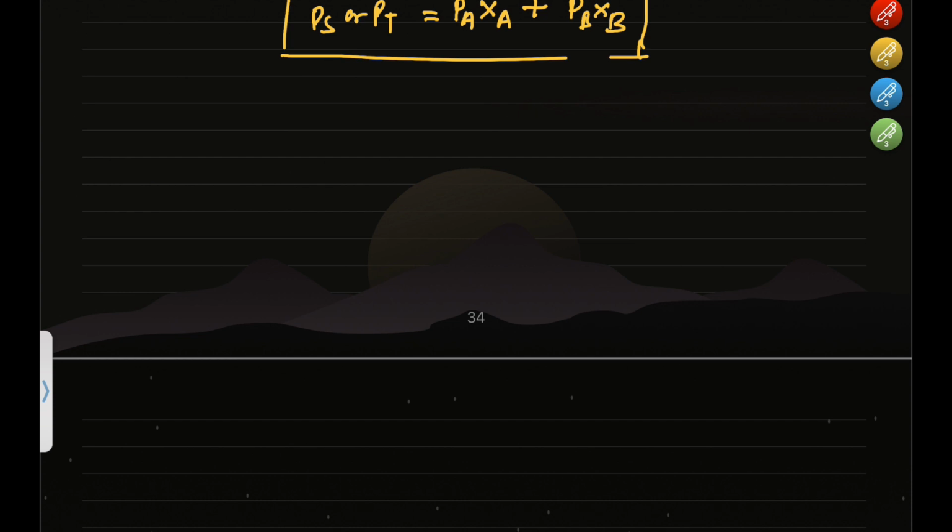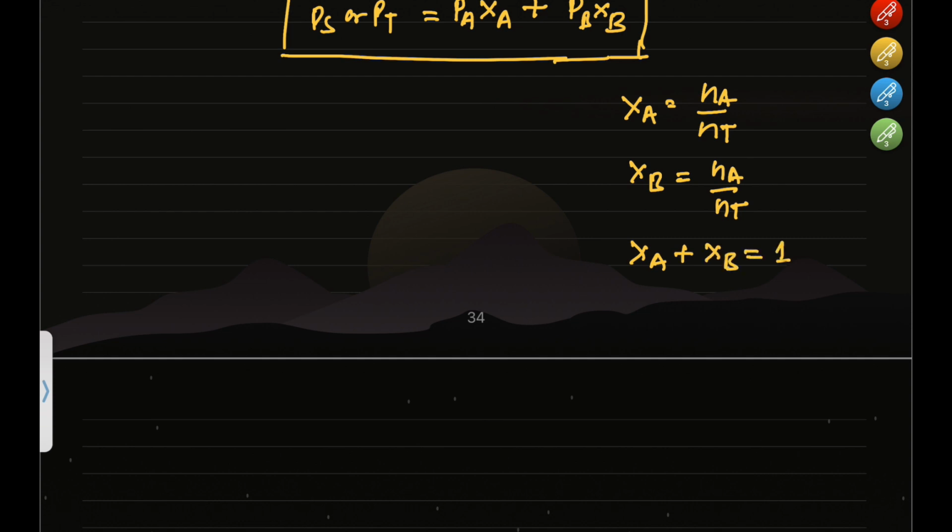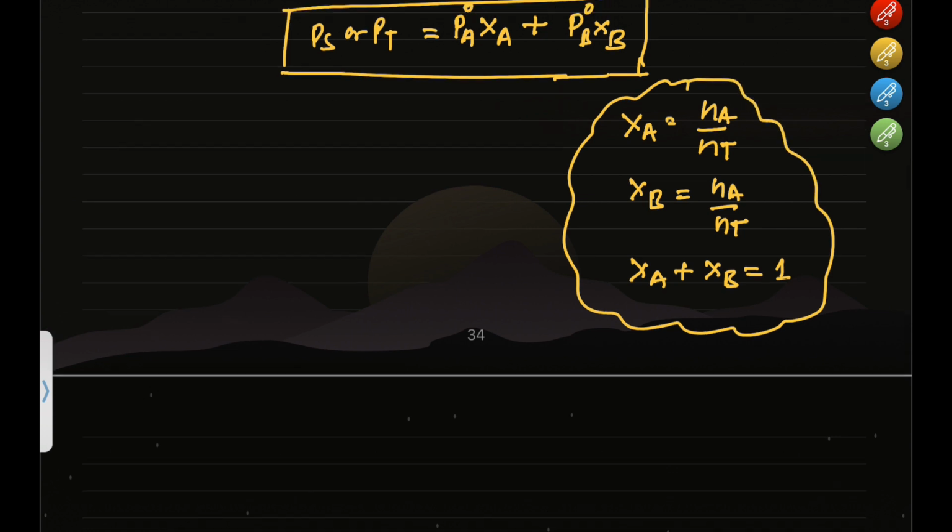To conclude mole fraction: the mole fraction of component A is equal to the moles of A upon total moles. The mole fraction of component B is the moles of B upon total moles. The mole fraction of component A plus the mole fraction of component B is always equal to 1. This should be kept in mind. Okay.